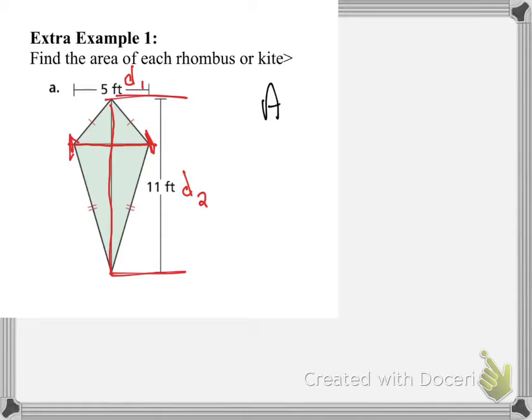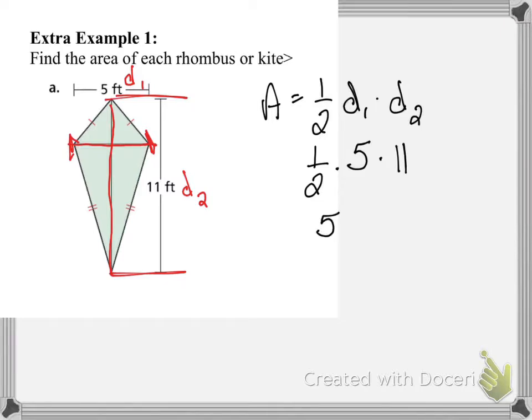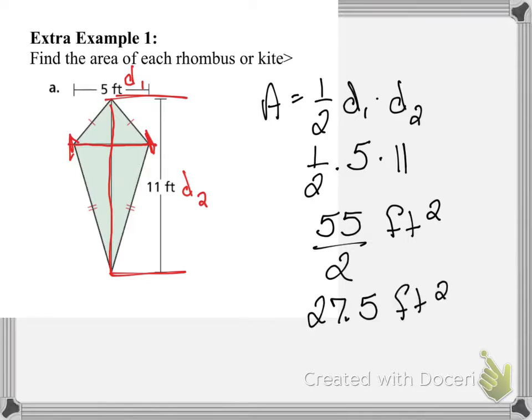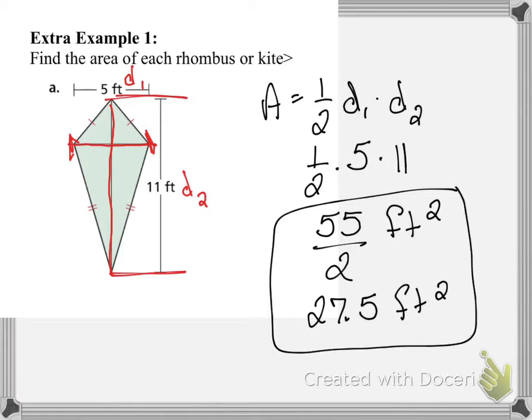So to find the area, I take 1/2 diagonal 1 times diagonal 2. So 1/2 times 5 times 11. So then I end up getting 55 over 2. And my units here are feet, so it's area. So that would be feet squared, which is the same as 27.5 feet squared. Either of those will work, is the area of that kite.